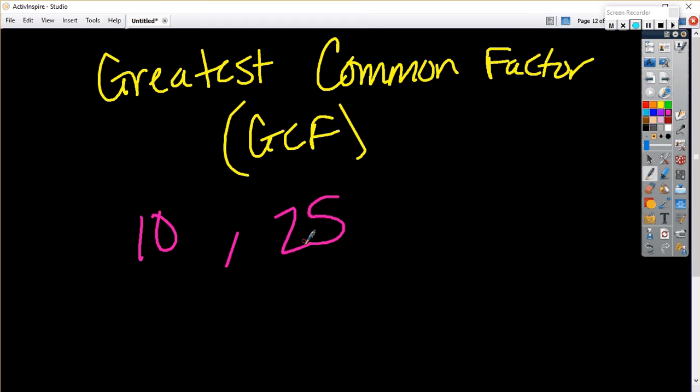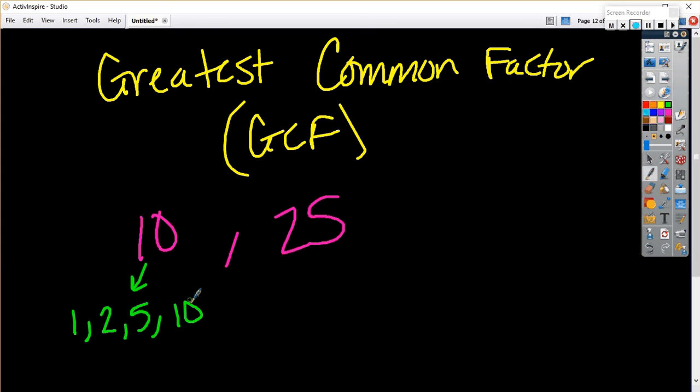Not multiple. 5. What does it mean to be a factor? Like 5 times something goes into that number. Something goes into that number with no remainder, right? So what are the factors of 10? 1, 2, 5, and 10, right?